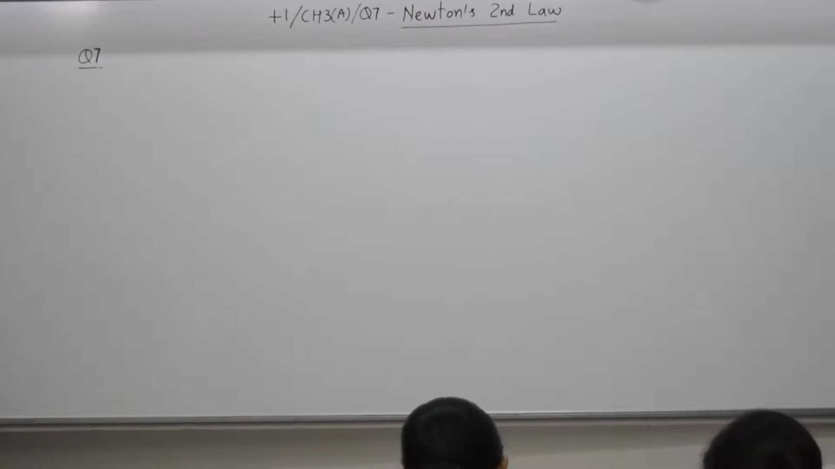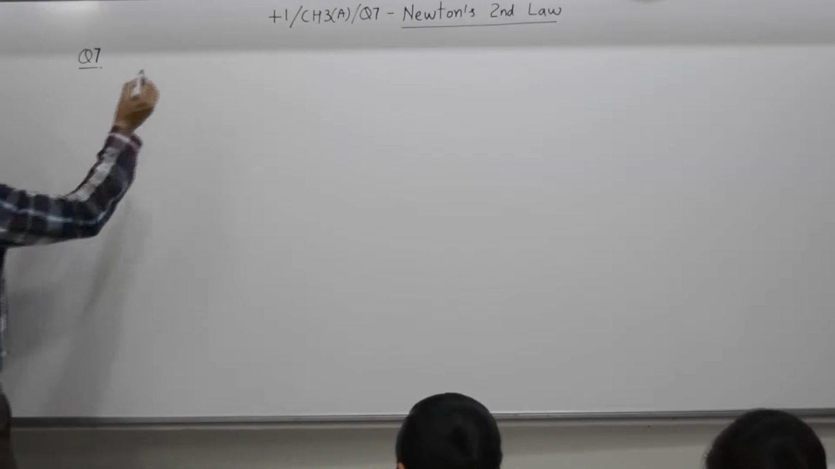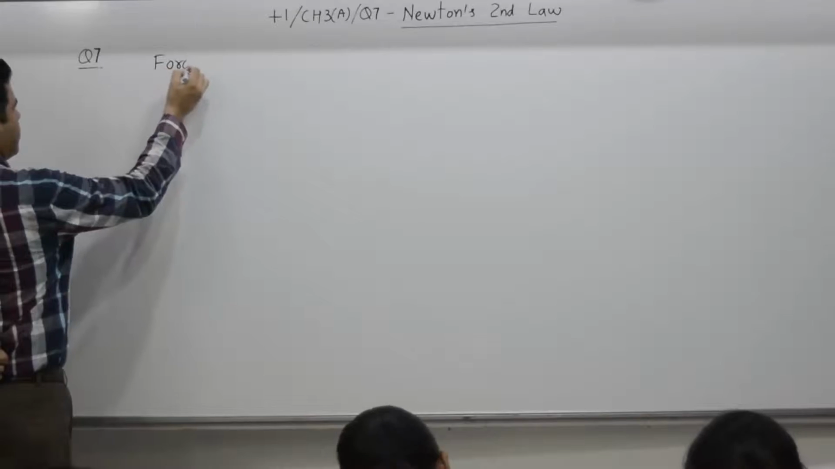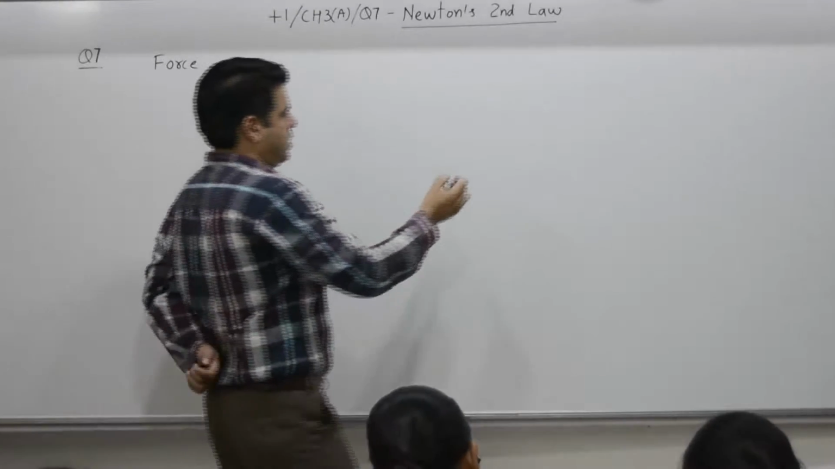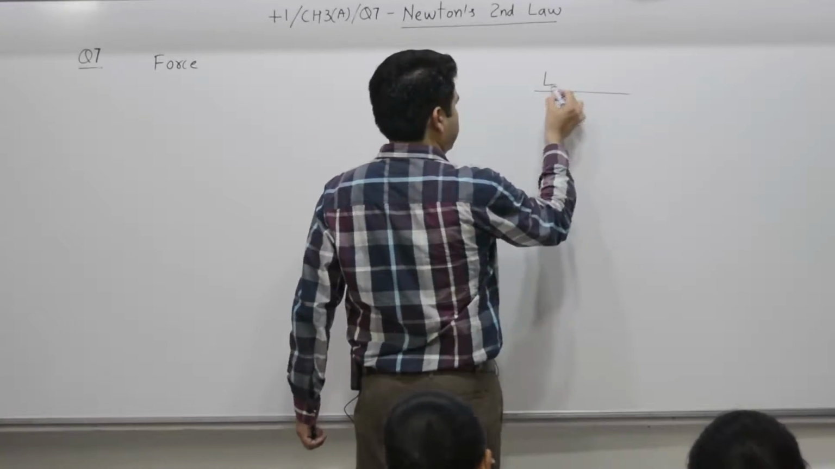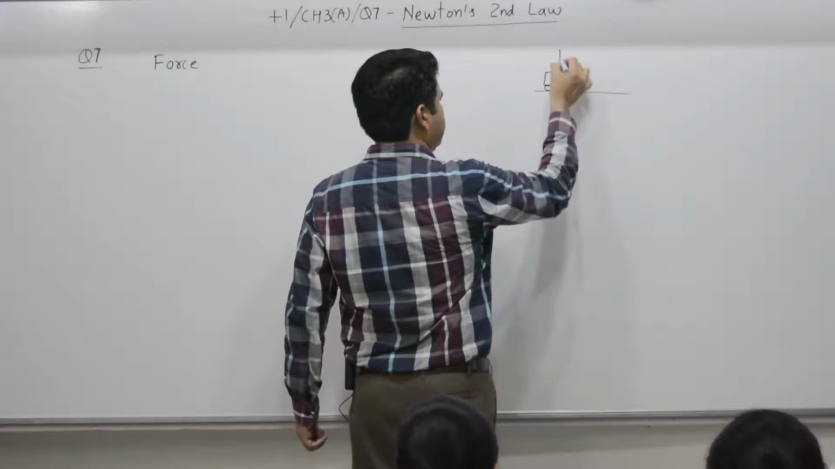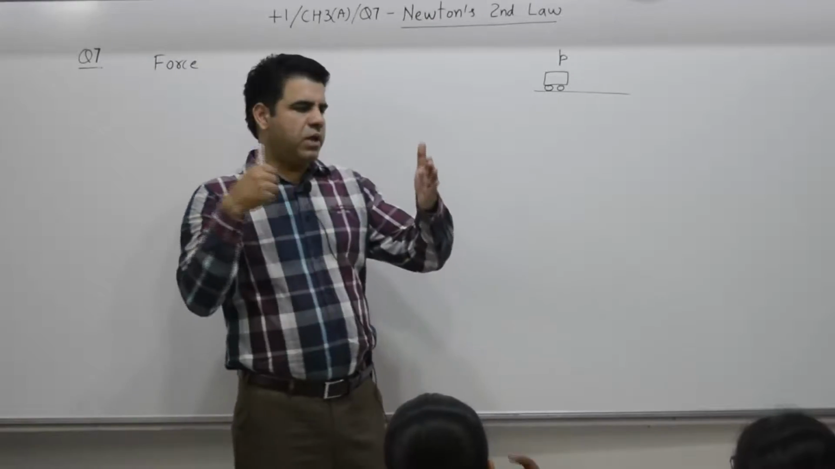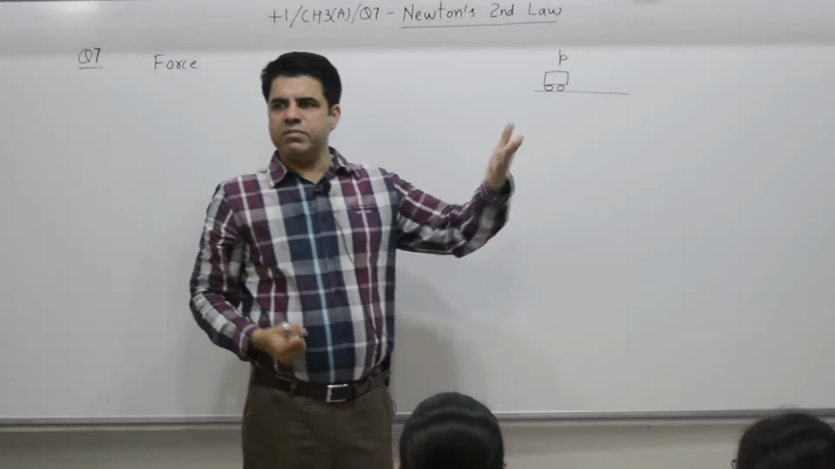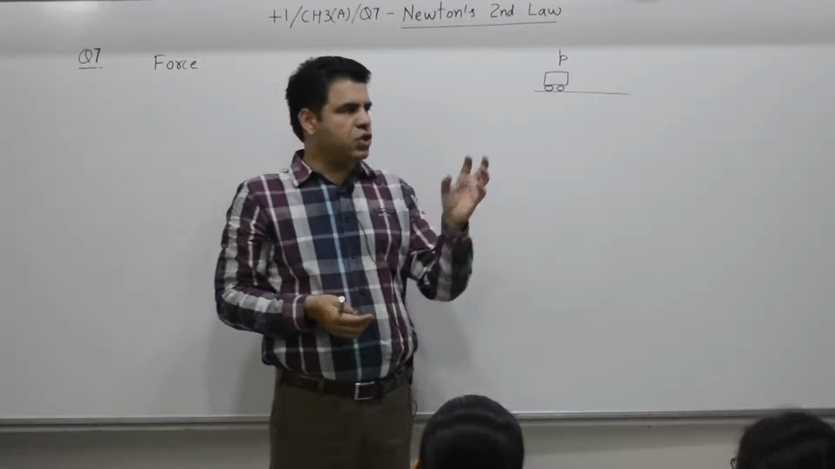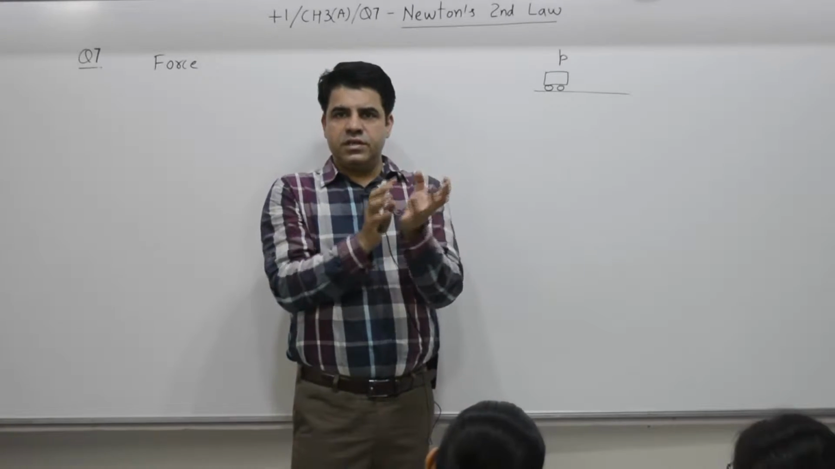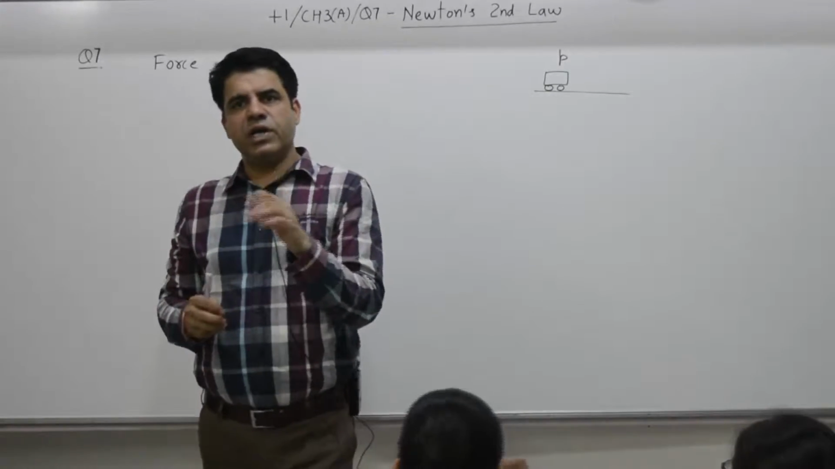Question number 7 deals with Newton's second law. There is an object with some initial momentum P, maybe 0 also. You apply a force, its momentum changes. Another possibility: there is a cricket ball moving towards you. It has an initial velocity, you catch it, the final speed is 0, again there is a change in momentum.